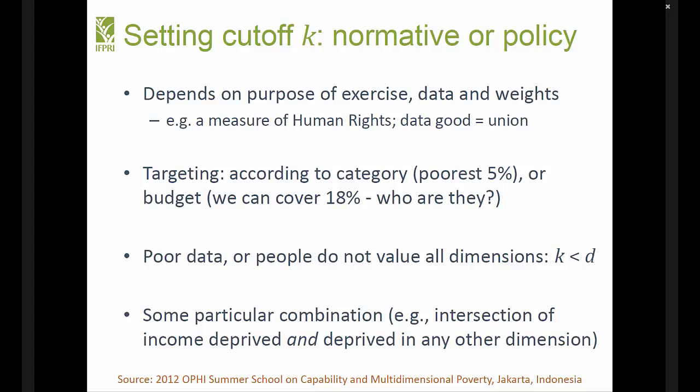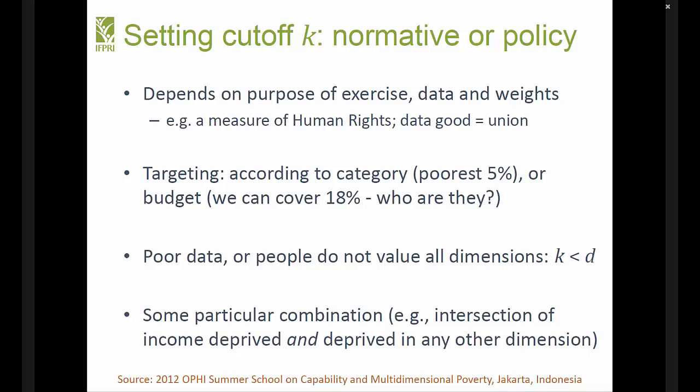If you have bad data, which is common, unreliable data, or if people do not value all dimensions, they're good to have, but it's like you can still have a good quality of life even if you're not literate, for example, in our previous case, then you can set K less than the number of dimensions. So it's like you can compromise a little bit.